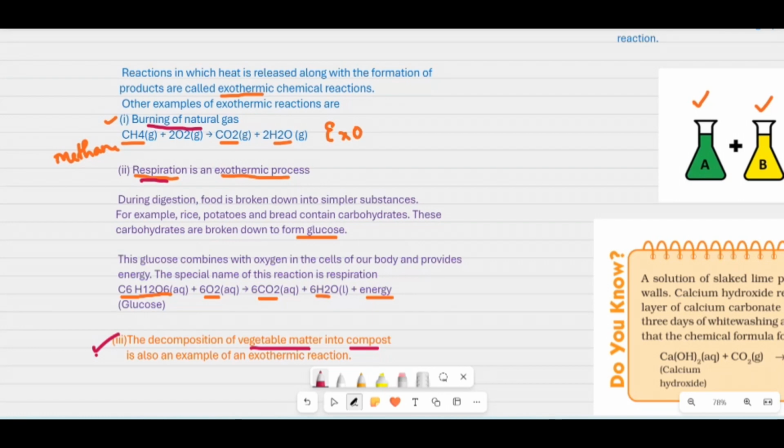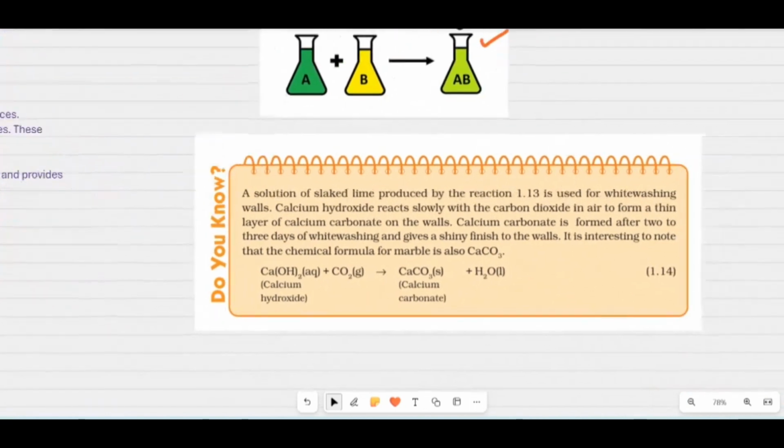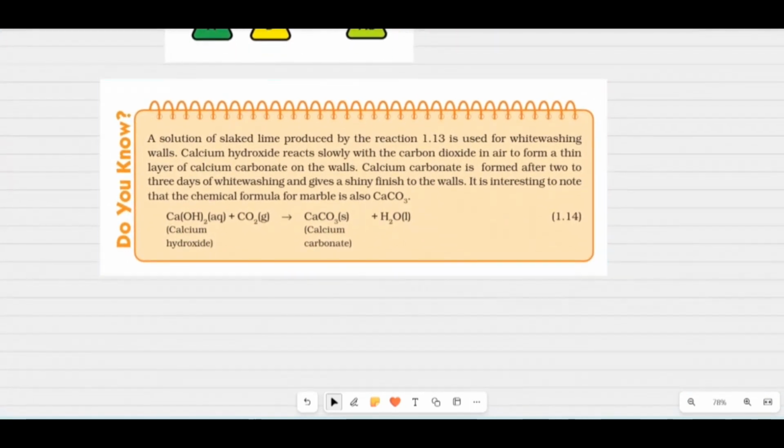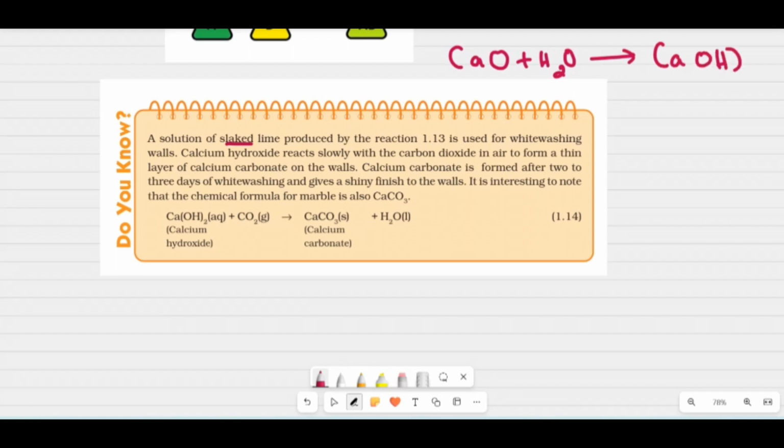Okay. Now we have an example from the textbook. This is whitewashing walls. Usually a solution of slaked lime is used. How do we produce it? We mix calcium oxide with water. So you get calcium hydroxide. Calcium hydroxide is called slaked lime.